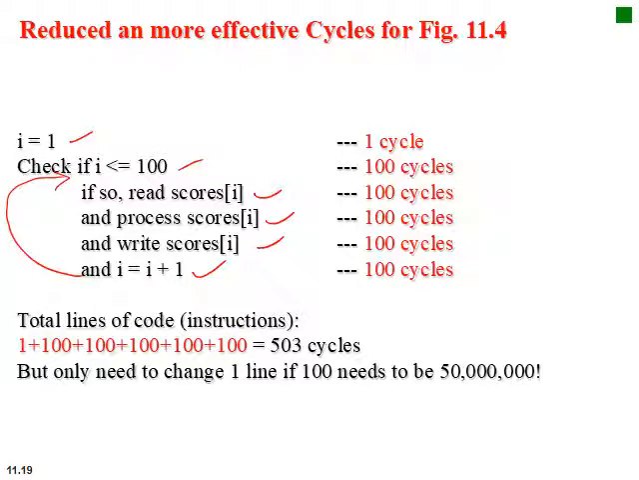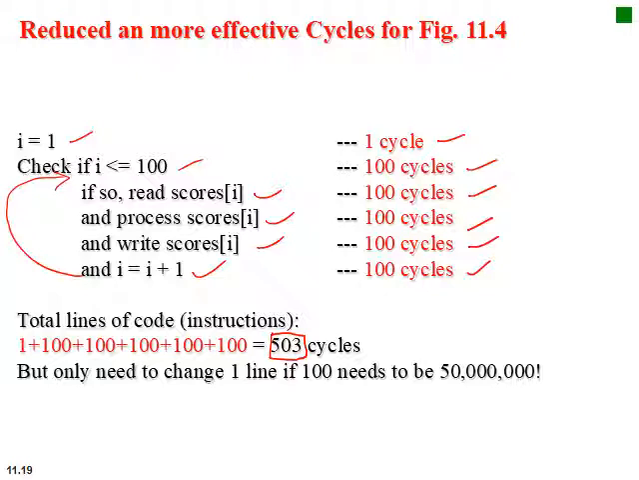Now let's look at the cycles we've used here. It's this one cycle, 100 cycles to check for I, 100 cycles to check for the scores, 100 to read the scores, 100 cycles to process the score, 100 to write it, and 100 cycles to actually check or increment A. So in the end, we have now reduced it from 903 cycles to 503 cycles, as you can see in this example here.